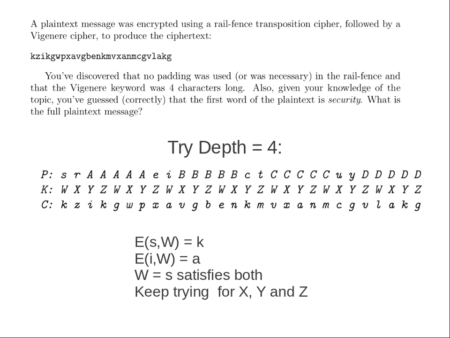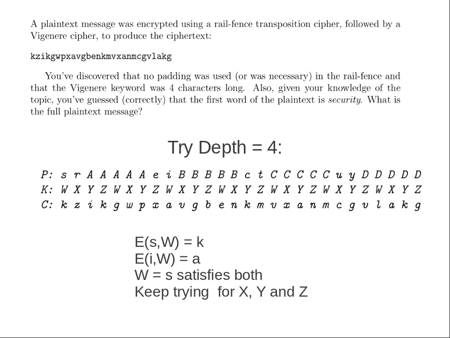And we keep trying that for the others. That is, we encrypt R with X and get Z. We encrypt U with X and get C. What is the value of X that satisfies both of those equations? X will be I, and Z would be T. And then, although you could be very lucky, you guess that that's the right keyword, SIT.